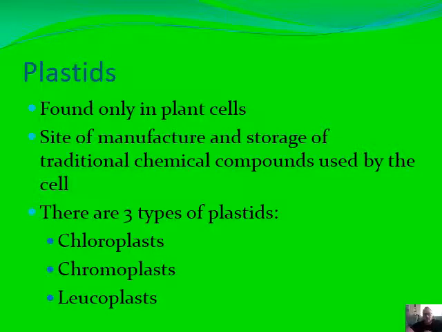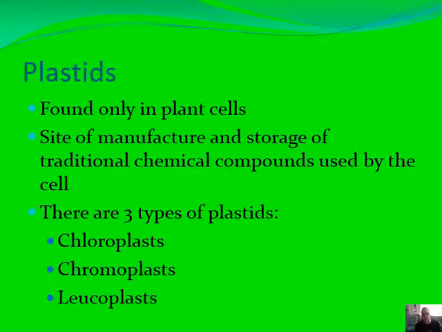It's the site of manufacture and storage of chemical compounds used by the cell, and there are three different types of plastids: the chloroplasts, chromoplasts, and leucoplasts. Let's quickly go over the prefixes and suffixes. Chloro we know means green, chromo means color, and leuco comes from the word white. If you remember the word leukocyte, that means white blood cell. So leuco means white, and plasts means plastids. Chloroplast is a green plastid; chromoplast, colorful plastids; leucoplast, white plastids.